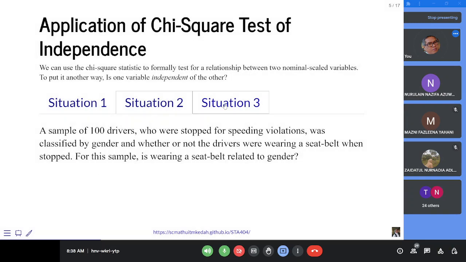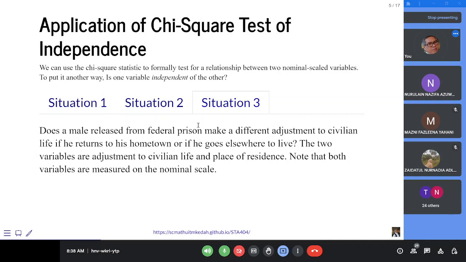The third situation gives you this information. Does a male released from federal prison make a different adjustment to civilian life if he returns to his hometown or if he goes elsewhere to live? Okay, the two variables are adjustment to civilian life and place of residence. So adjustment to civilian life mungkin adalah dia punya criteria. Okay, and then place of residence tadi ada dua kan, sama ada dia return to his hometown, or go elsewhere. So ada dua kategori kat situ.